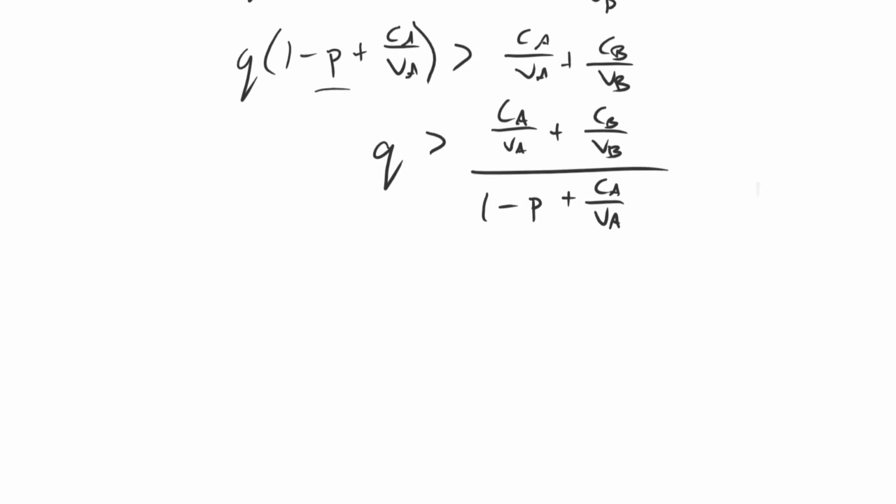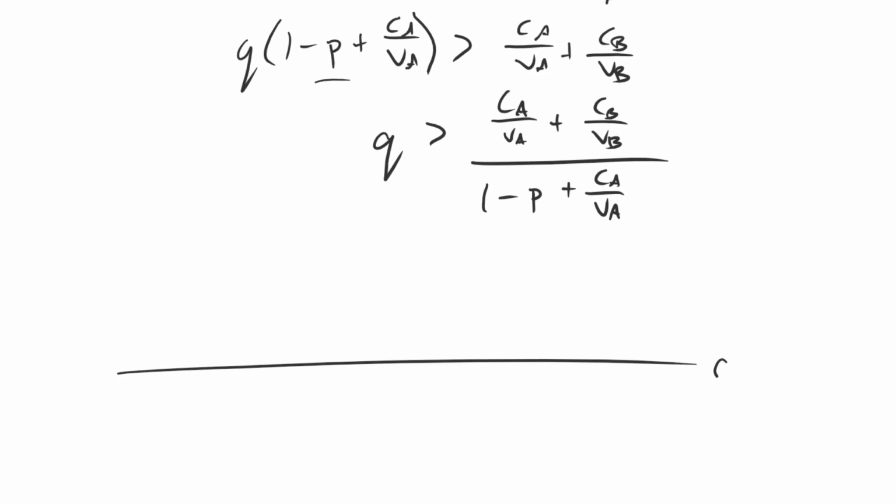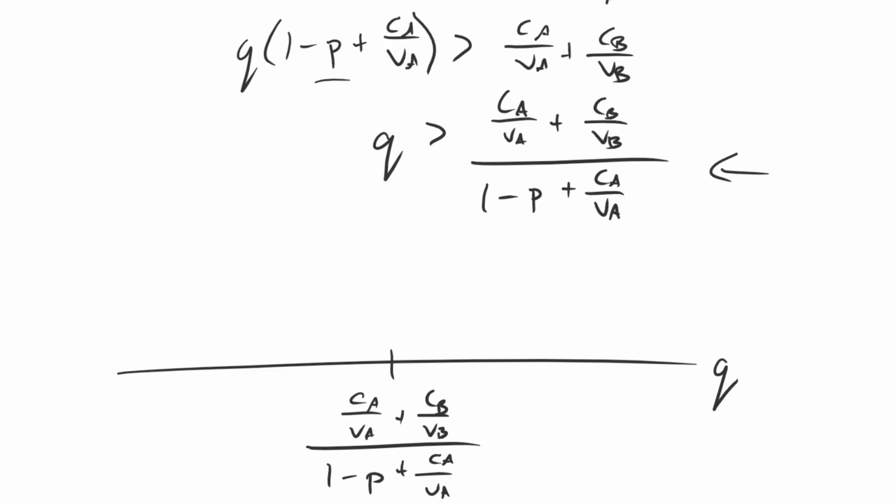And just to visualize that once more, same sort of situation where we have this Q value, and we have a critical cut point, which is this right here, CA over VA plus CB over VB, all divided by 1 minus P plus CA over VA, where if Q is above that cut point, then A makes a risky demand because it is gambling on the fact that the high cost type is relatively frequent. And in contrast, if Q is relatively low, then that high cost type is not very frequent. The low cost type is much more frequent. And so A prefers to make the safe demand instead.